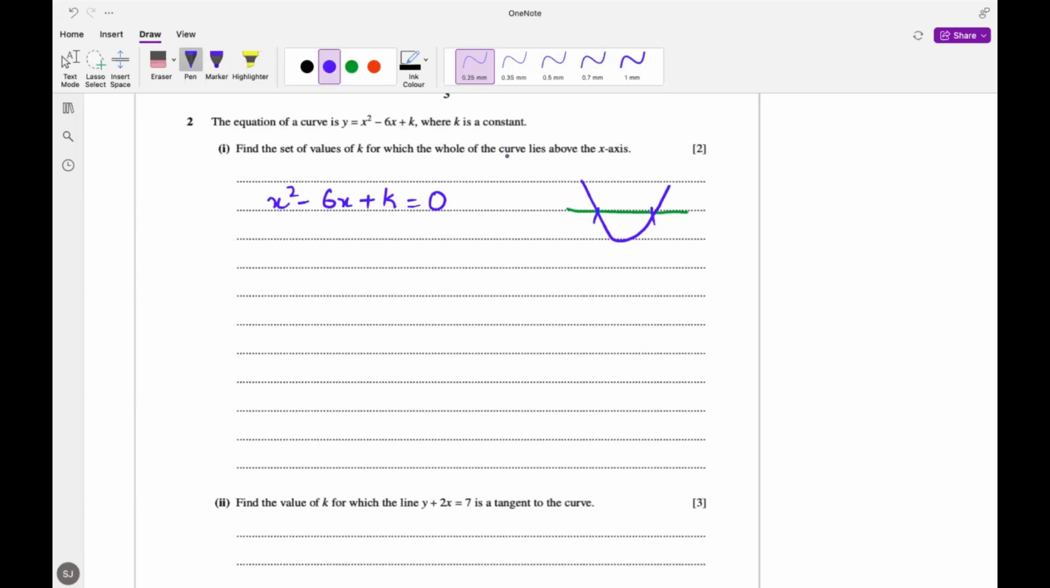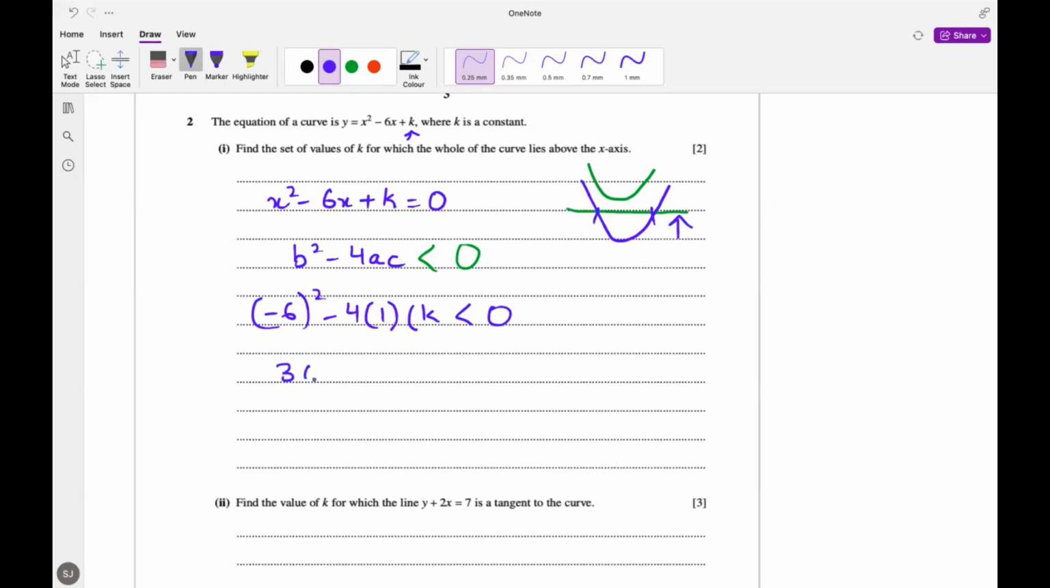Now, as it says the whole of the curve lies above the x-axis, it means there are no points of intersection with the x-axis. As we have an unknown constant in a quadratic equation, we apply the discriminant, which is b squared minus 4ac. As there are no points of intersection, b squared minus 4ac will be less than 0. So in the question, the value of b is minus 6, minus 4 times the value of a, which is 1, and the value of c is k. It is less than 0.